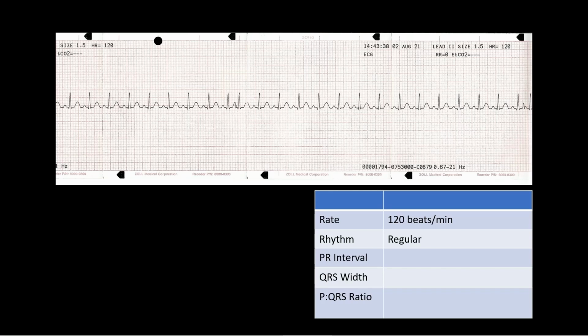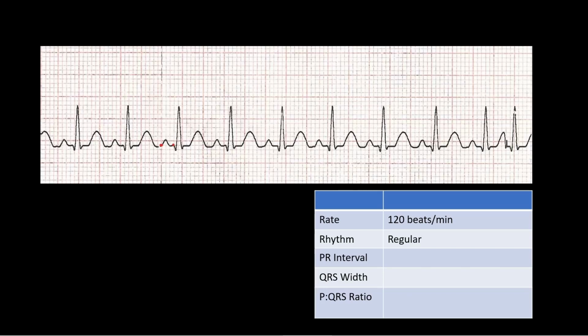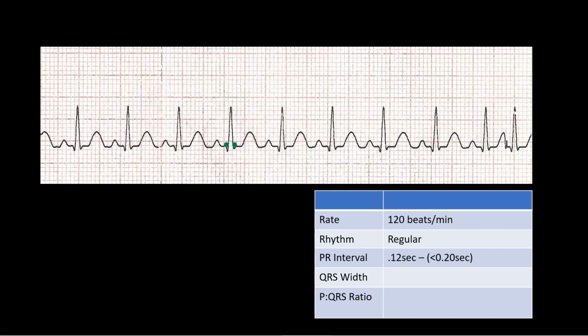If we look at the PR interval, we'll zoom in a little here, and we see the PR interval is from here over to here. So I'm going to say that's about 3 little bitty boxes, and that would be 0.12. If we look at the QRS complexes, nice and narrow, it's from here to here. So it's about 0.08 seconds, or 2 little bitty boxes.